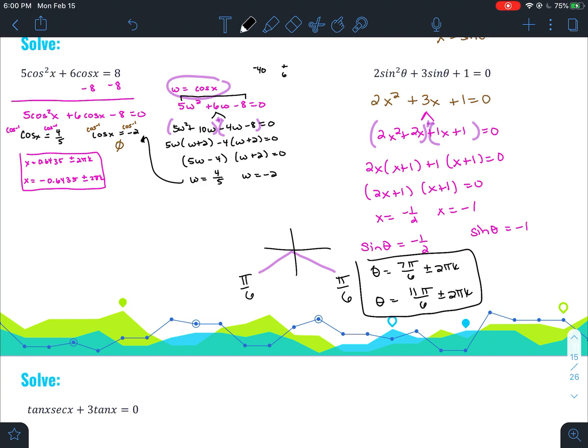And then when does sine theta equal -1? Well, sine theta equals -1 at only 3 pi over 2. And so my other solution would be 3 pi over 2 plus or minus 2 pi k.